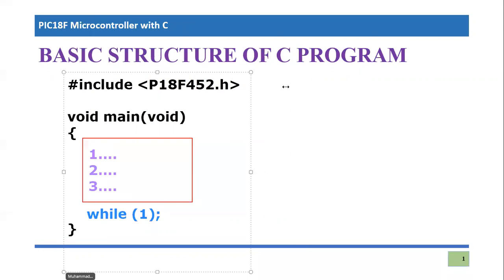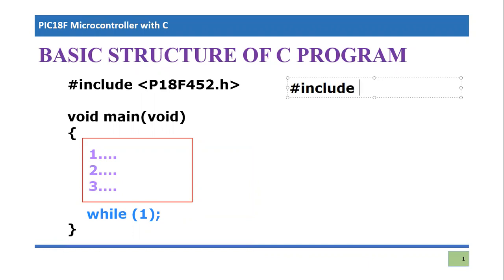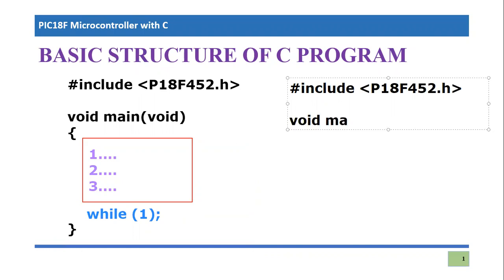I'm going to write another program for you, which will explain things more easily. So let's say we start here, and the basic structure will remain the same. The #include directive will define our chip, PIC18F452.h, and then we will define the main function. It is void: it won't return any type, and it won't take any argument. Then you will have your body.